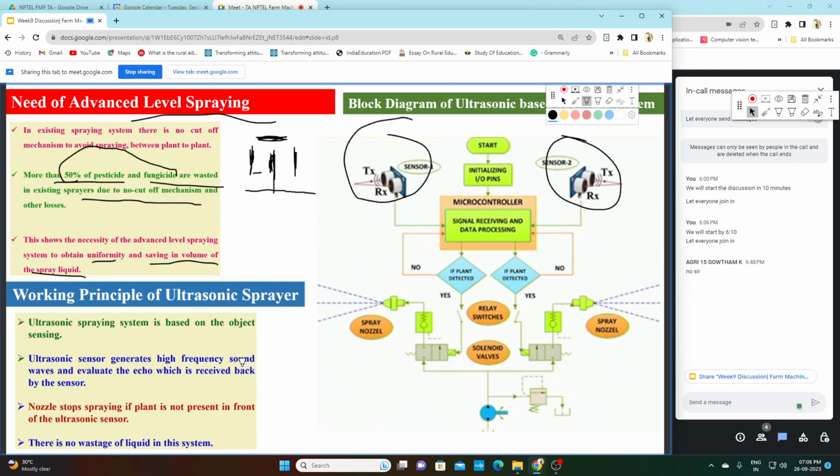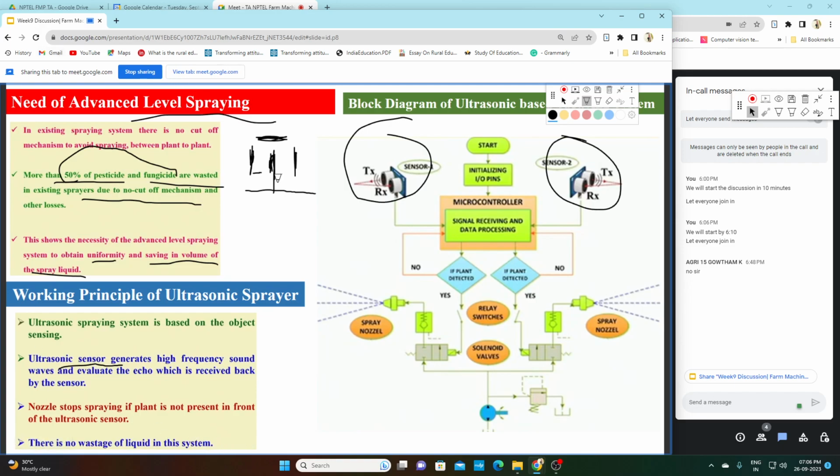And what will this ultrasonic sensor do? This ultrasonic sensor generates high frequency sound waves and evaluates the echo which is received back by the sensor. So the nozzle stops spraying if the plant is not present in front of the ultrasonic sensor. So by this, there is no wastage of the liquid in the system.